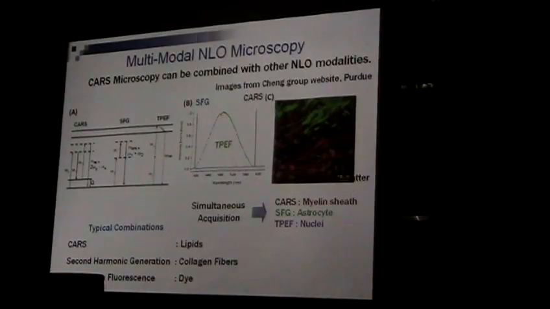to other nonlinear microscopy techniques and just combine them. Because once you generate this with a femtosecond laser, you have other types, such as sum frequency generation, second harmonic generation, or you can label them to get two-photon fluorescence. The critical thing is you can get all of these at the same time. So one example is here.